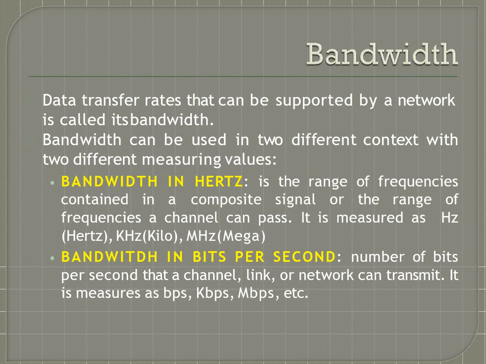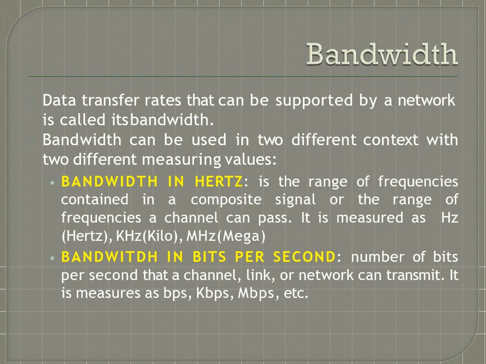Now let's see what bandwidth is. Technically, bandwidth refers to the difference between the highest and lowest frequencies of a transmission channel. Bandwidth refers to the width of the allocated band of frequencies to a channel. In simple words, the data transfer rate which is supported by a network is called its bandwidth. It is the difference between the highest and lowest frequencies of a transmission channel.